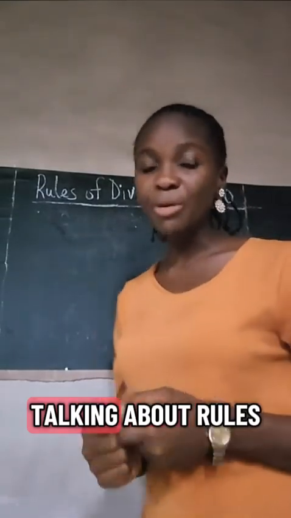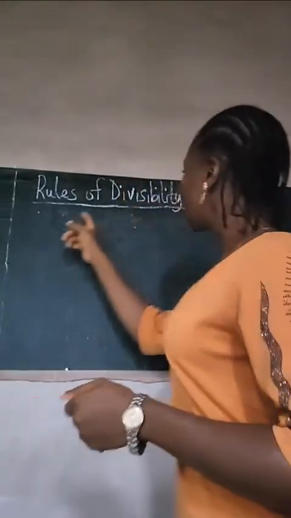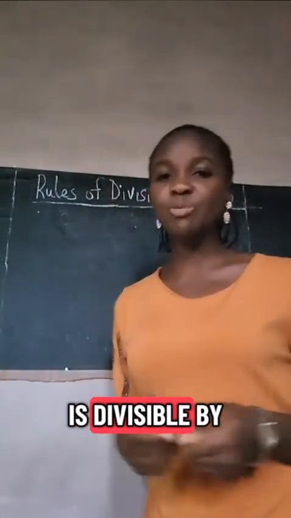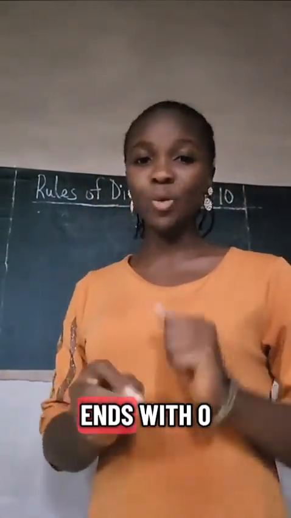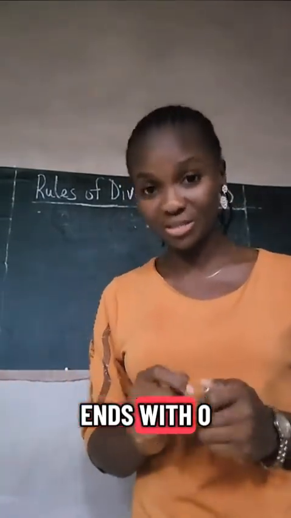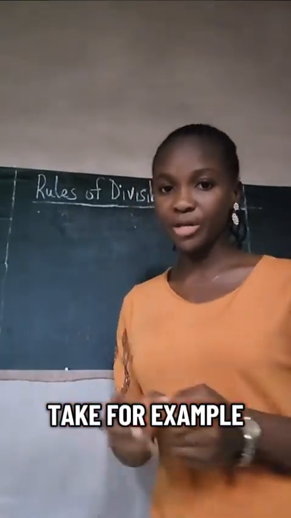Today, we'll be talking about rules of divisibility for 10. So a number is divisible by 10 if it ends with 0. That implies that if a number ends with 0, it is divisible by 10. Let's take for example.